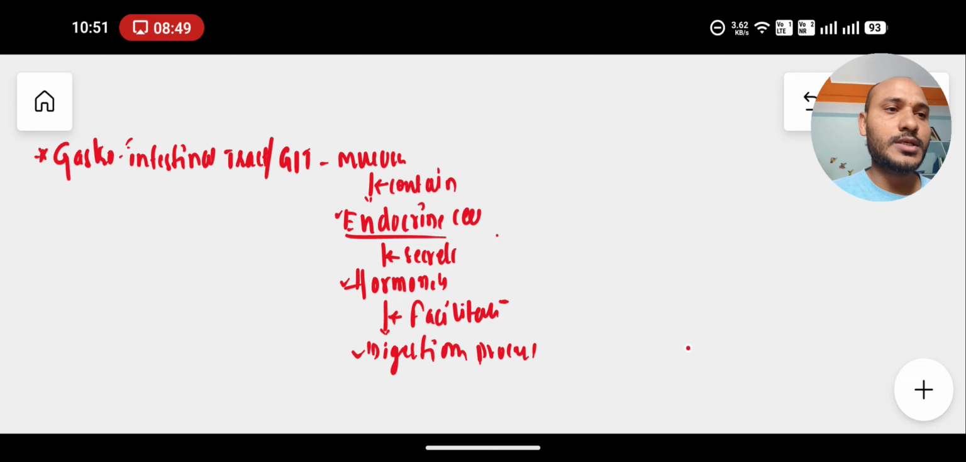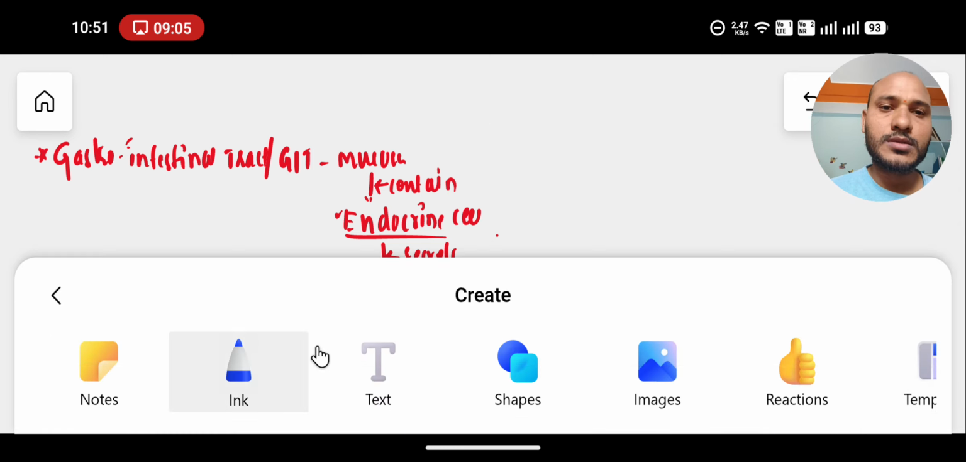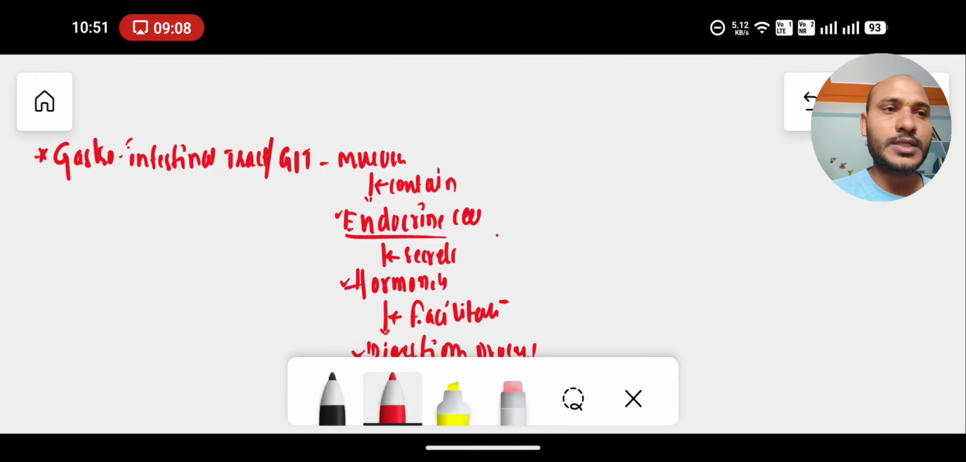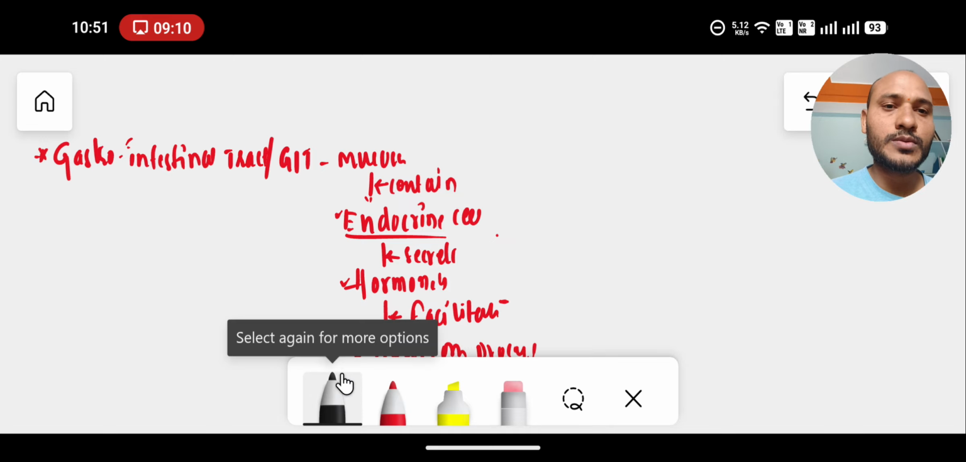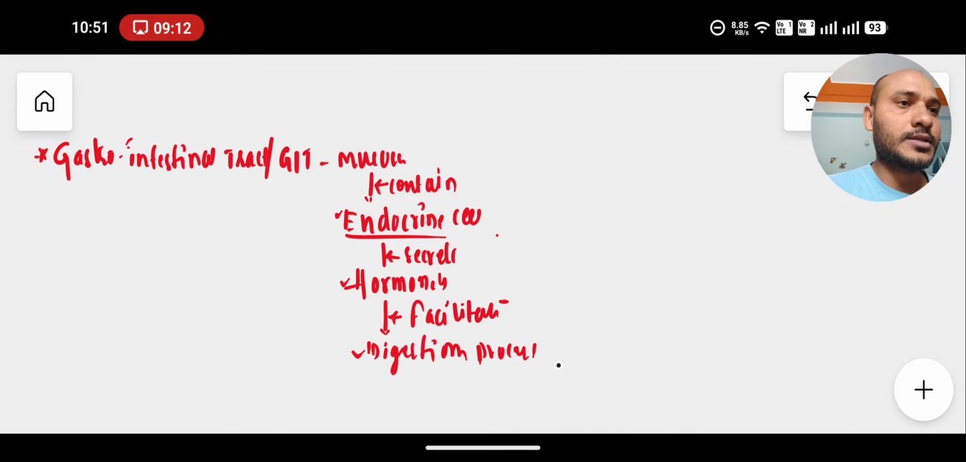Now, there are various hormones secreted from the GI tract. We will discuss the names of the hormones, their source, from where we get each hormone, their target, and their function. Let us discuss the most important hormones, each GI tract hormone.